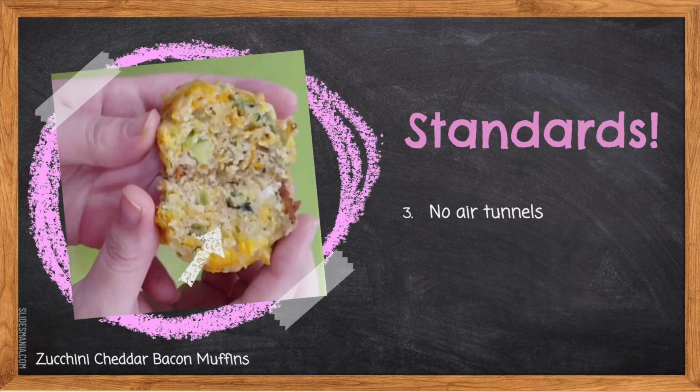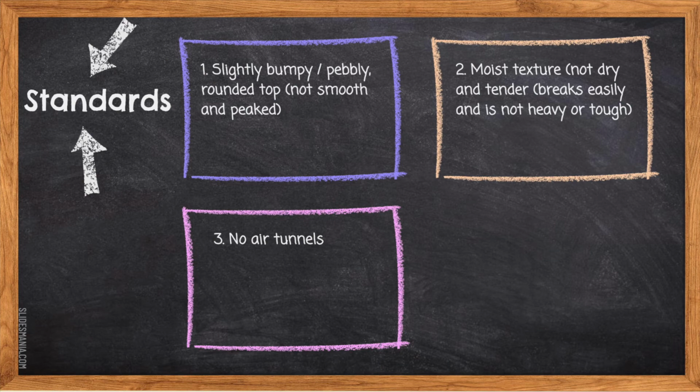3. No air tunnels. When you have air tunnels, this shows me you overmixed your muffin, activating the gluten way too much, and it allowed it to stretch out, causing giant air tunnels to form inside the muffin. When I don't see them, it means I knew you took the time to carefully mix your batter. These are the standards for the zucchini, carrot, cheddar bacon muffins.